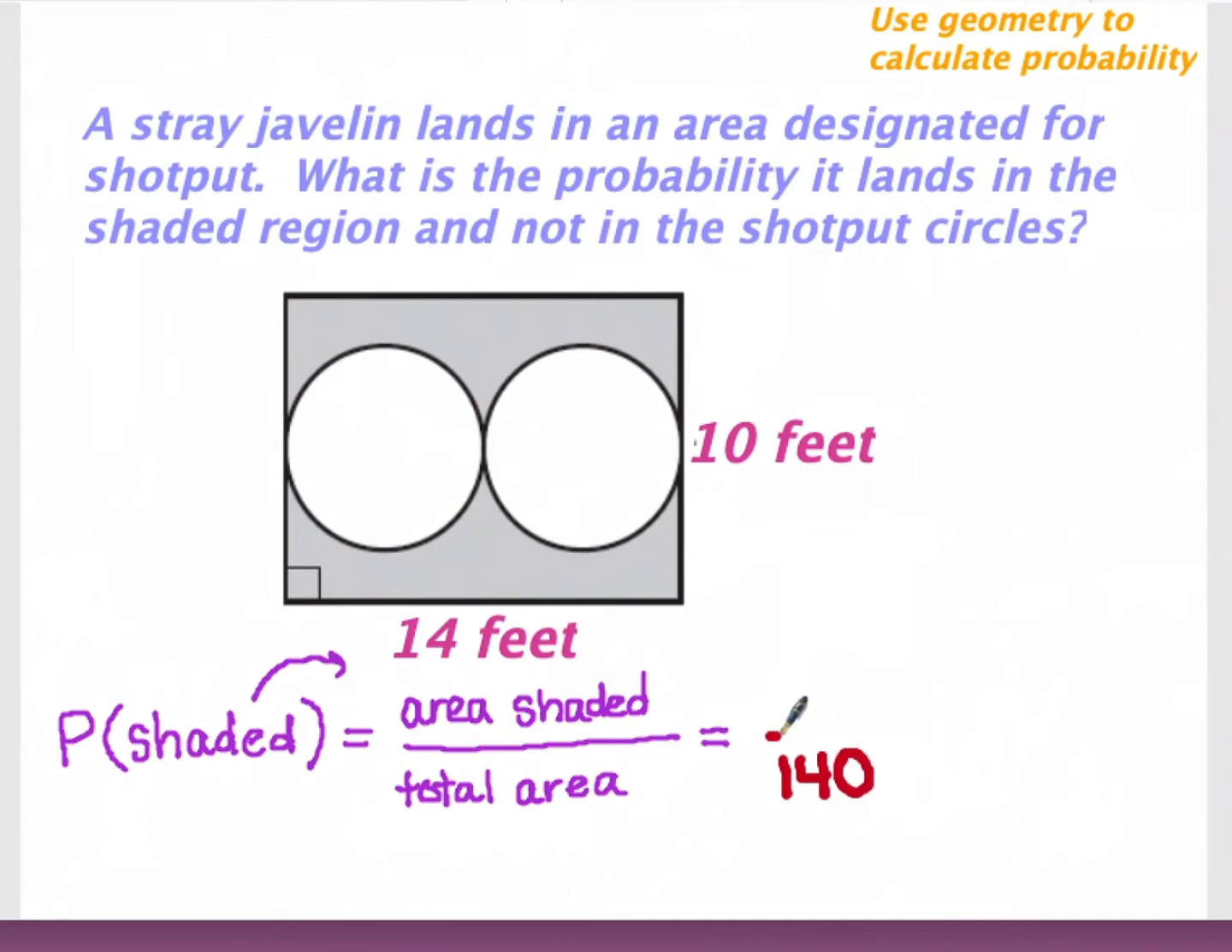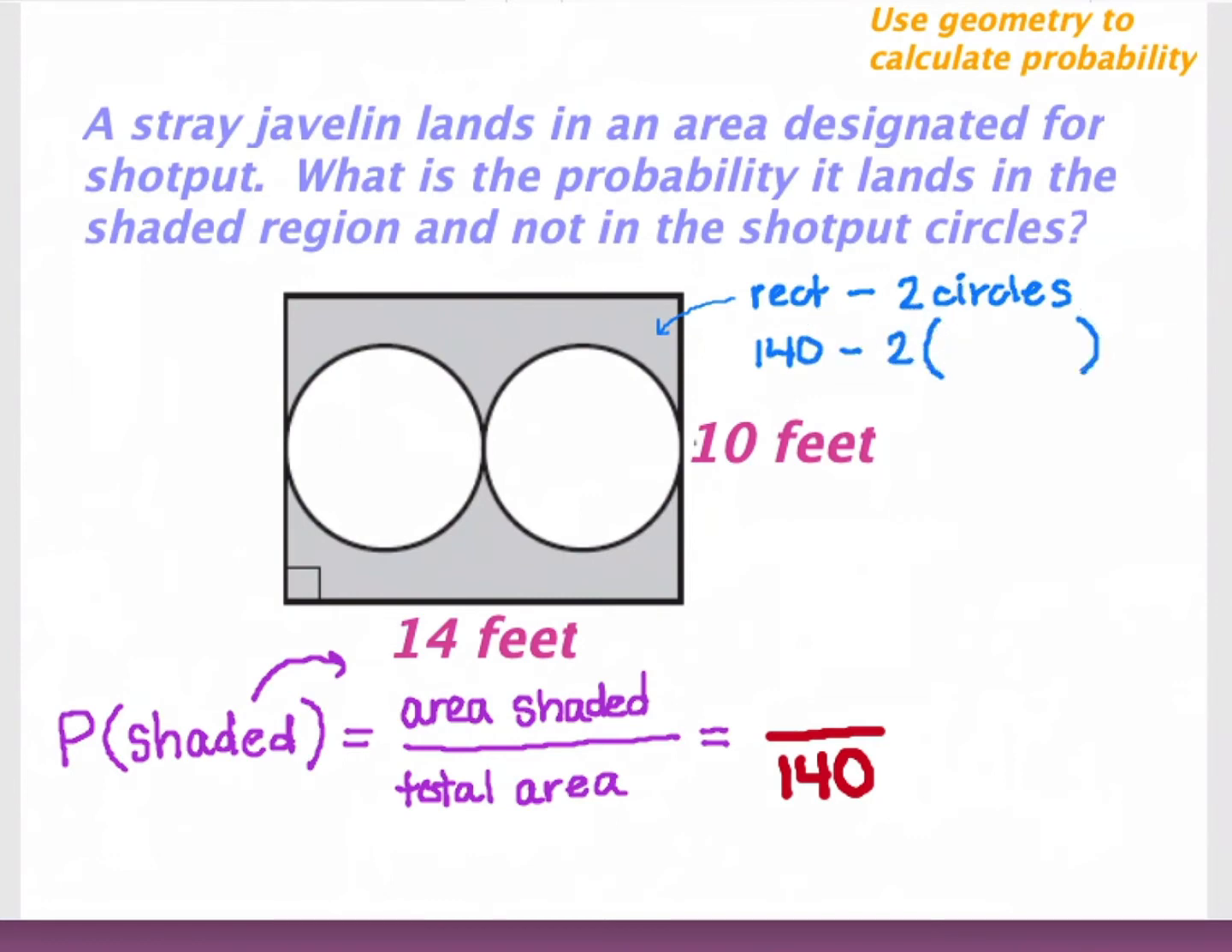Now, what are the chances that it missed the circles and it landed somewhere in the shaded area? Let's talk about how we would find that shaded area. We would just take the area of the rectangle and subtract off the area of the 2 circles, yeah? We already found the area of the rectangle is 14 times 10, so 140. And how about those circles?